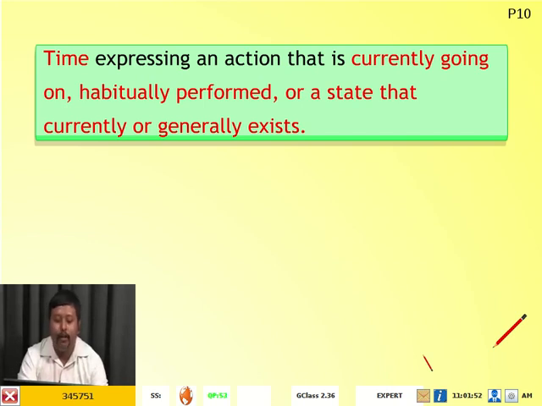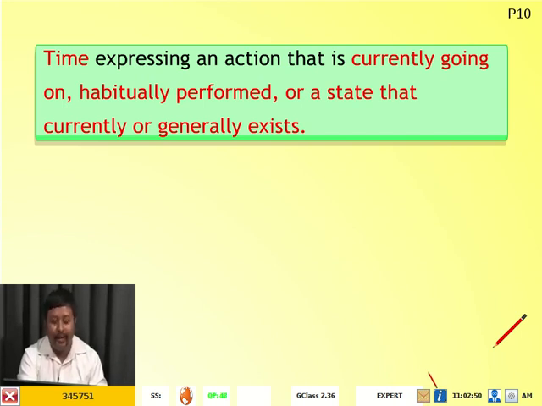Time expressing an action that is currently going on, habitually performed, or a state that currently generally exists. That means an action that is currently going on, or something done habitually, or a thing that is always true or exists generally. For these we use simple present tense. Okay, in the next session we'll be seeing all their uses with examples.